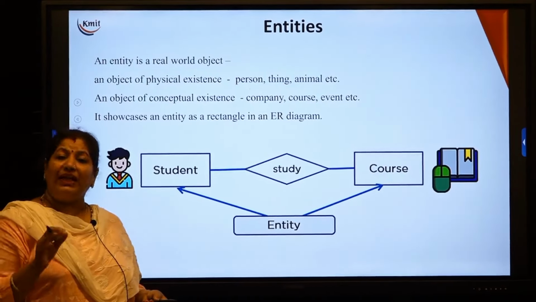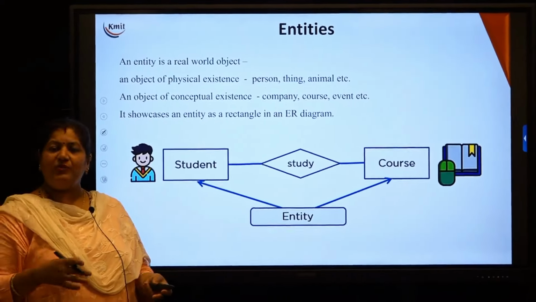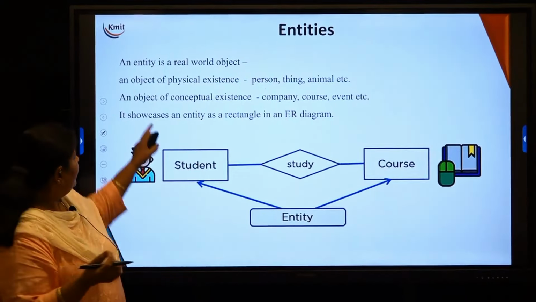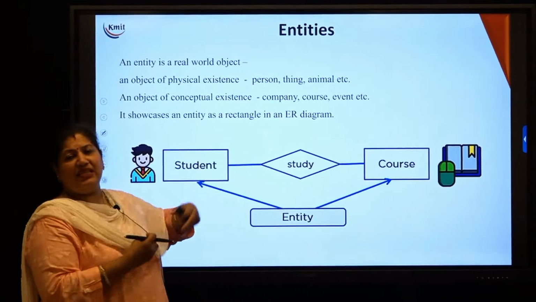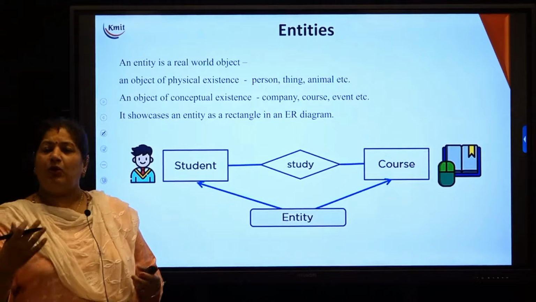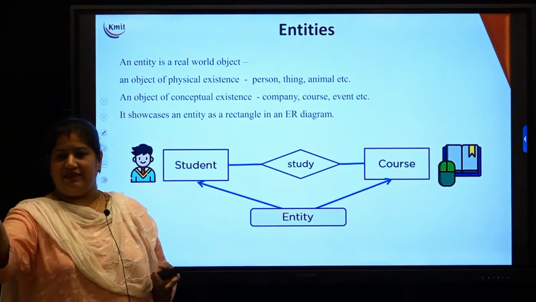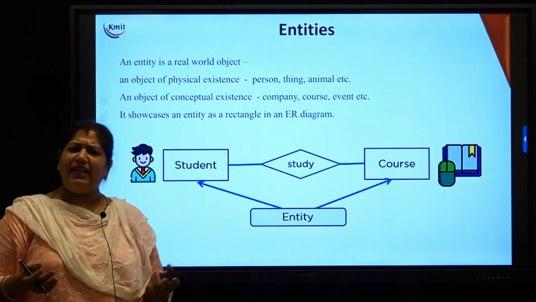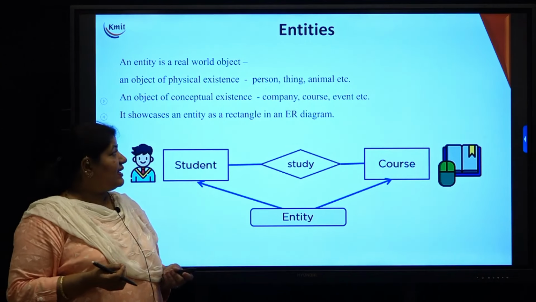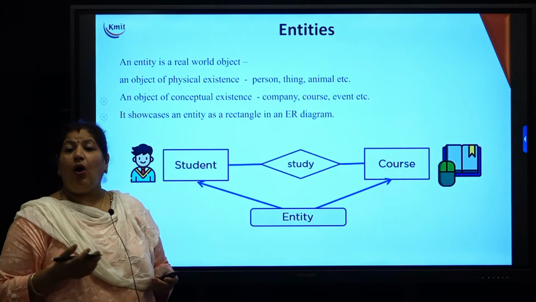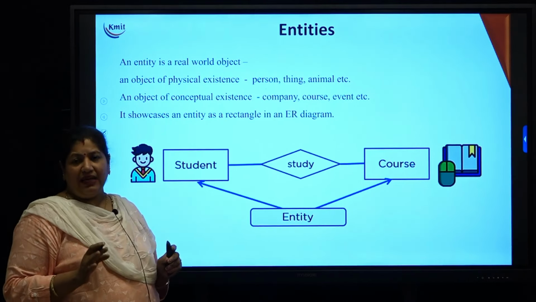Now, when I talk about an entity, as we said, it is a real life object. It can be a physical object or a conceptual object. Any object which has physical existence, that is person, thing, animal. I talk about student, customer, employee, or things like commodities or raw materials, anything like this, that becomes your physical existence. Coming to conceptual existence, I can talk about event or course. These are the entities of conceptual existence.